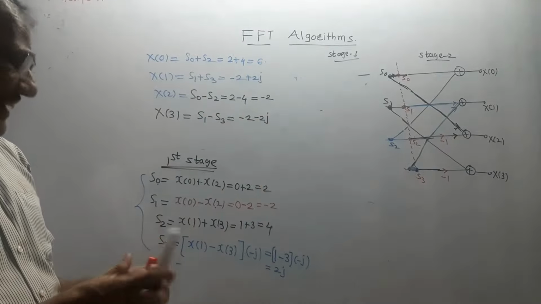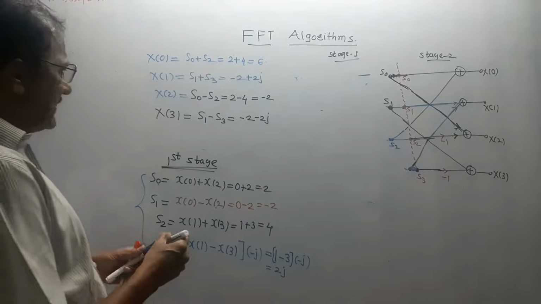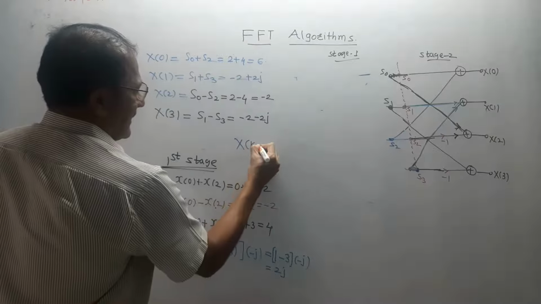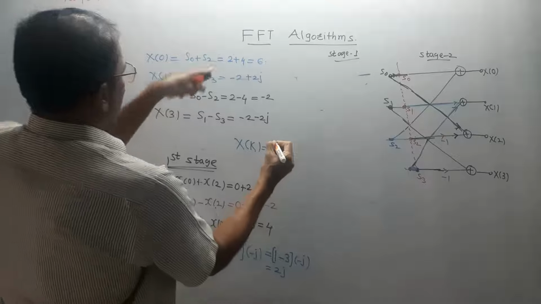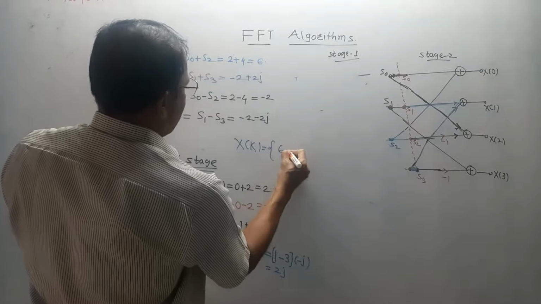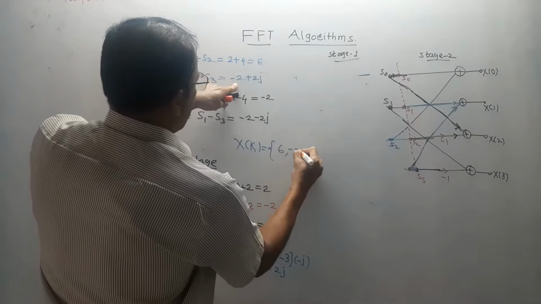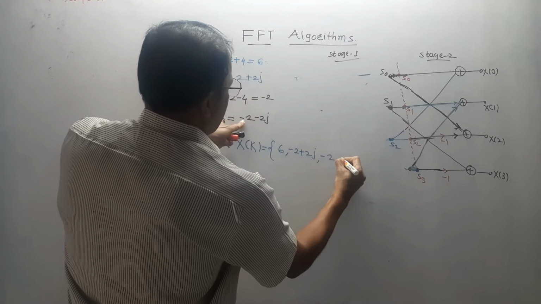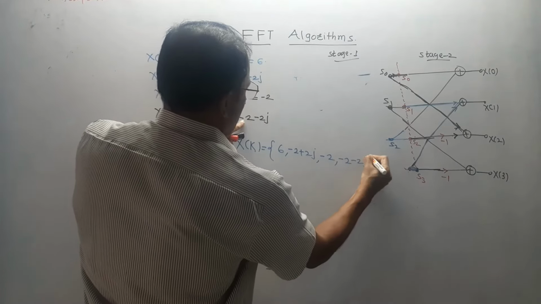How to write the final answer? The final answer is written as a sequence. That means I will write the final answer like this. X of k: the first answer, x of 0, is 6. Second, -2 plus 2j. Third, -2. Next, -2 minus 2j.